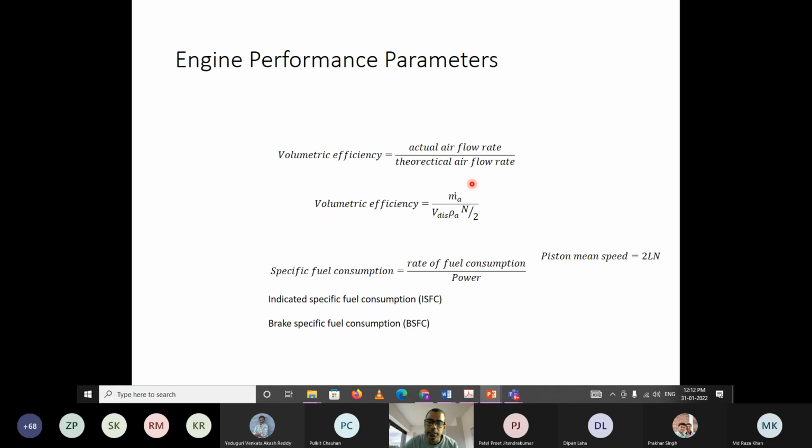And remember, all these things we are talking about when the engine is a naturally aspirated engine. It means the engine is sucking the air only because of the movement of the piston. So the volumetric efficiency of the diesel engine is always very good, or even you can say it is higher even than the spark ignition engine.